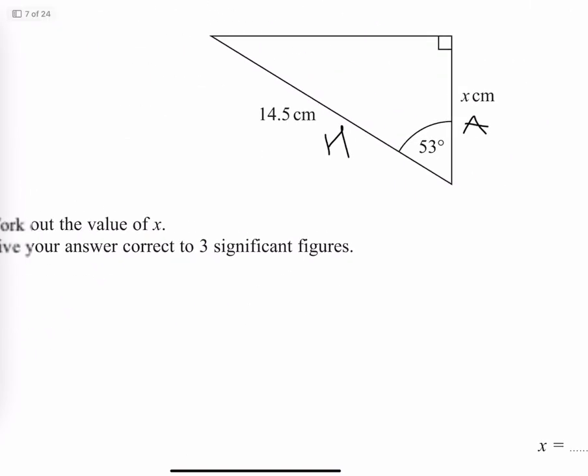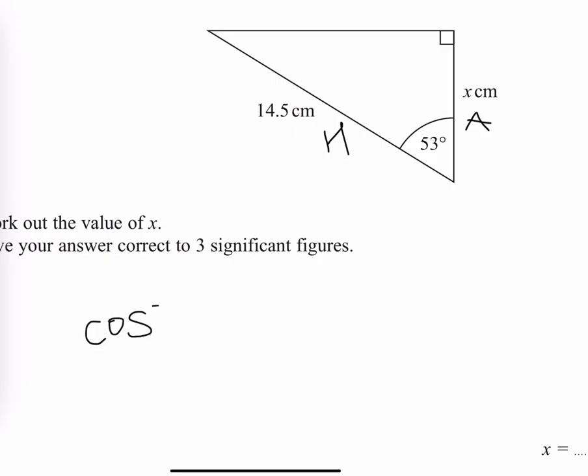So, we're using cos here. Cos 53 equals x over 14.5. So 14.5 times cos 53 will equal our answer. And make sure your calculator's in the right mode.